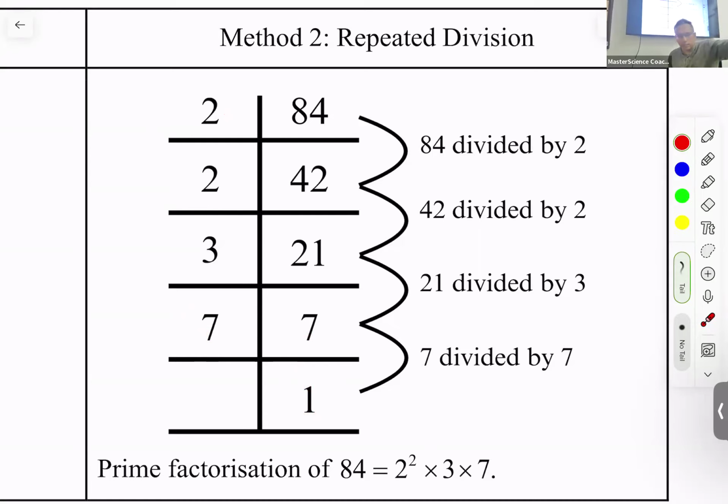So you can take out your calculator. You can try. Okay, 2 times 2 times 3 times 7. 84. Cantik. That means I did it correctly.